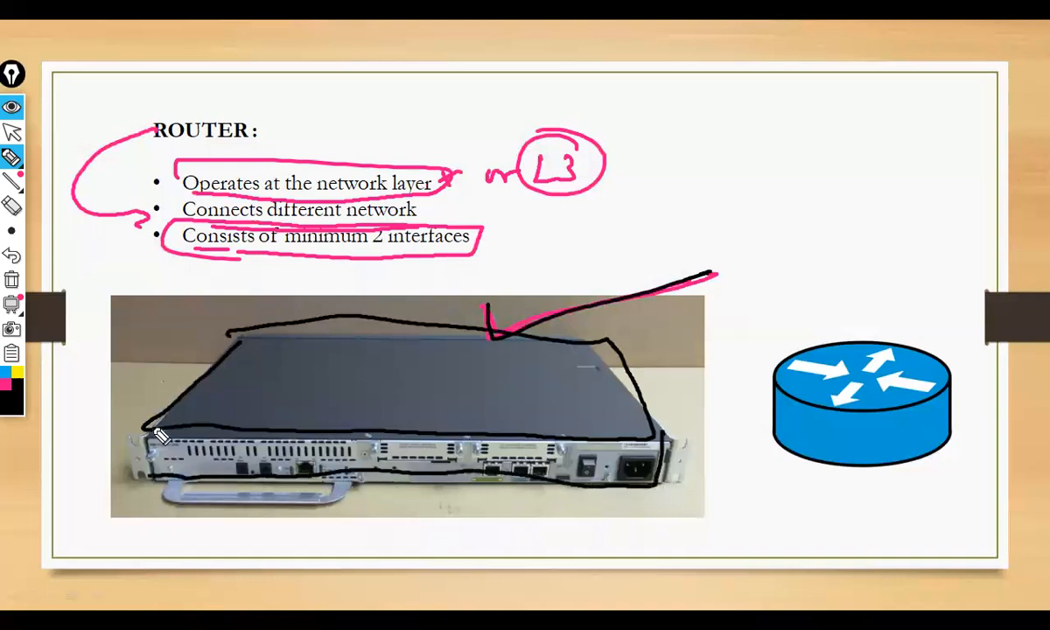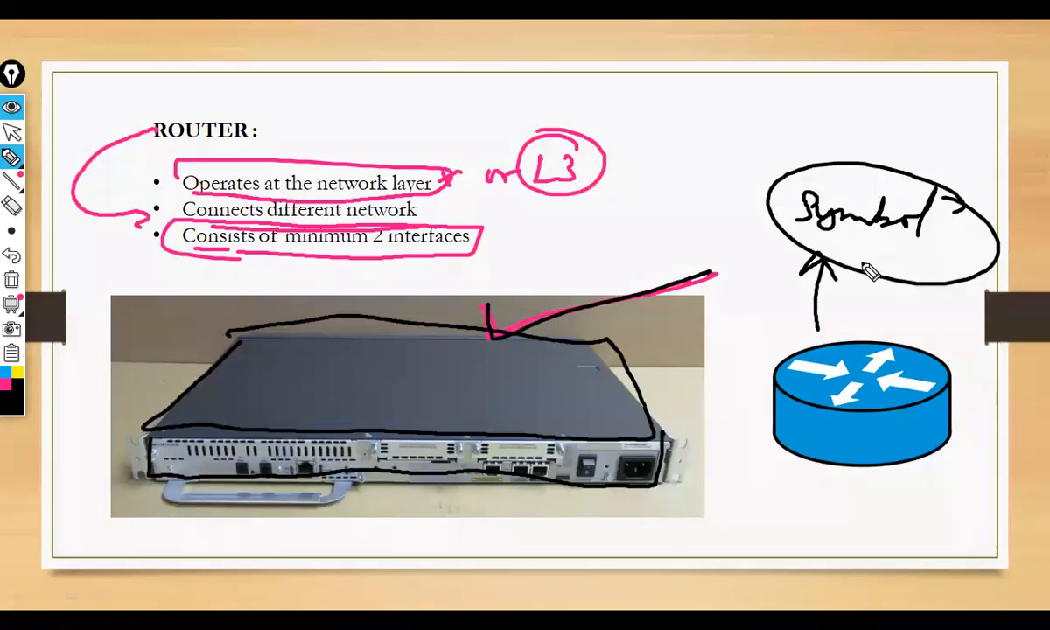This is the router. And you can see this is the symbol of the router. This is how we'll represent the router.